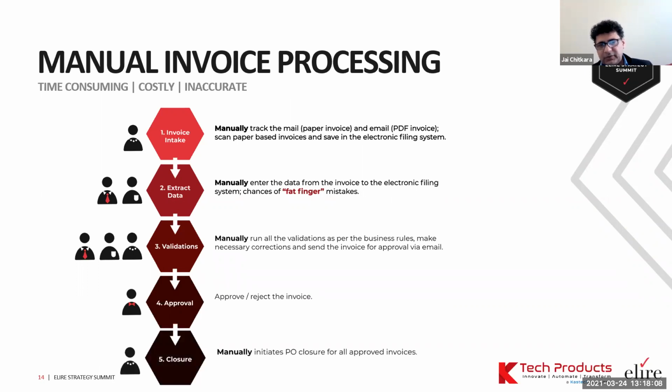And then finally, it goes through the approval and rejection, and then manually somebody initiates a PO closure. Of course, before that, they have to do the PO reconciliation, right? So all of this effort can take anywhere between 4 FTEs, 5, 6. It depends on the organization, how complex their AP invoice process could be, and what the volume is behind that.